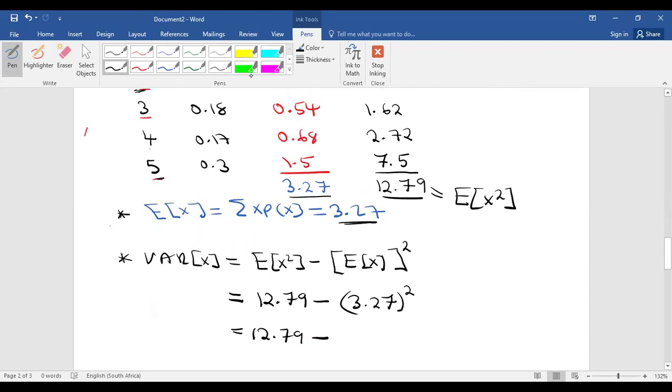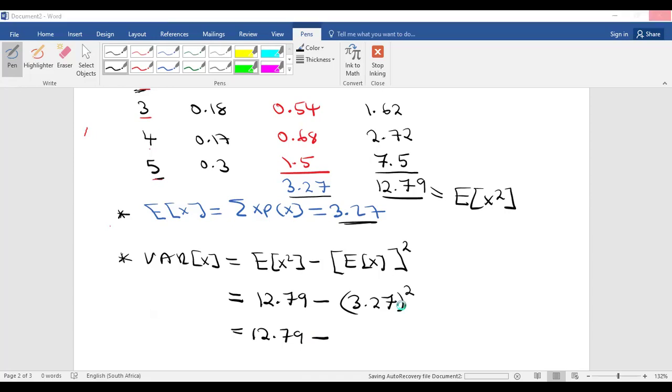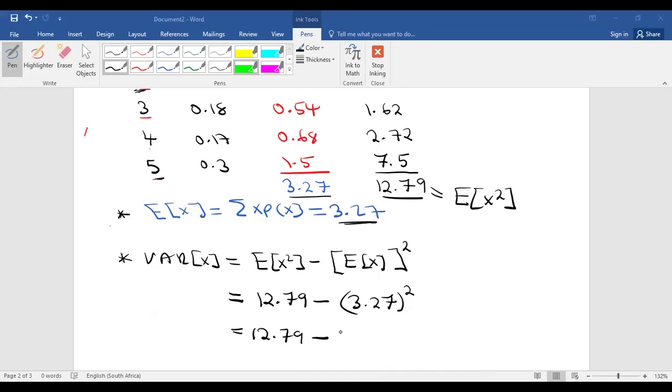Where is our assistant student with a calculator? When you square 3.27, what are you getting? 10.69. Then 10.69, when you subtract, what are you getting?